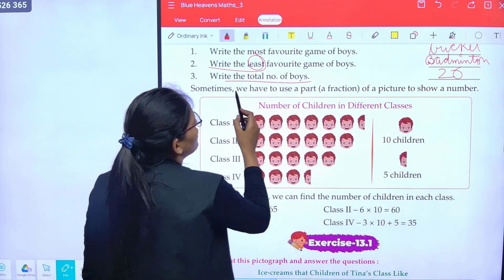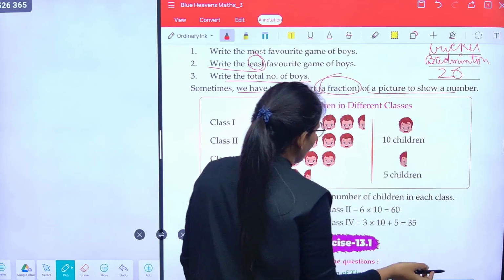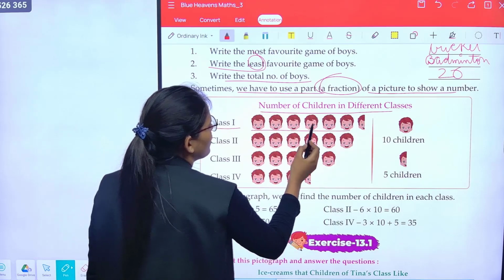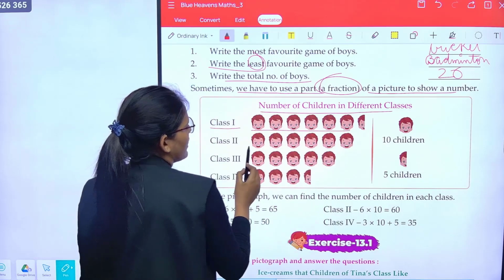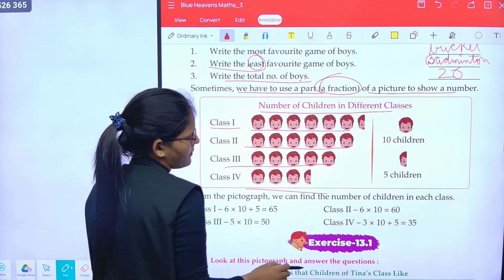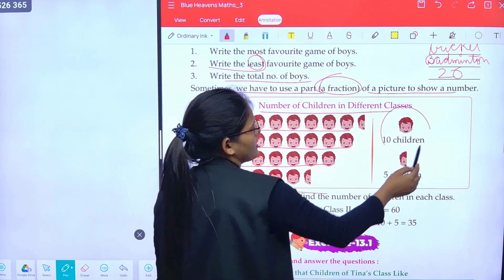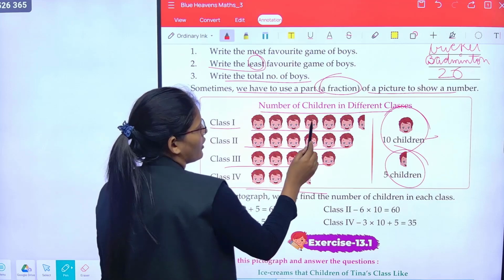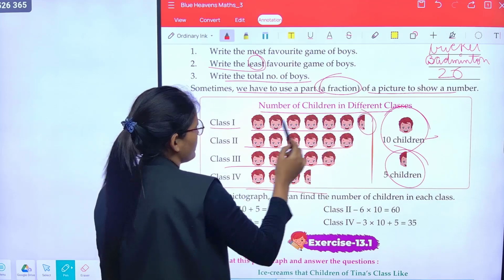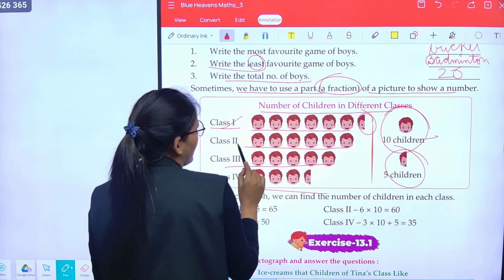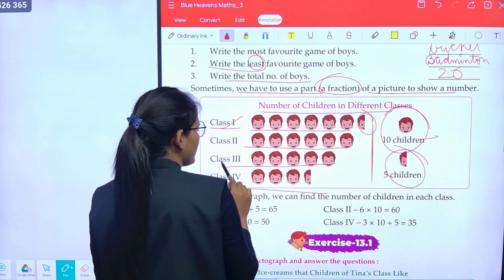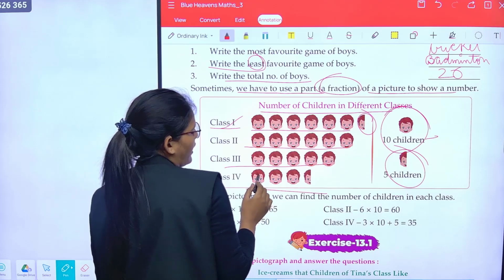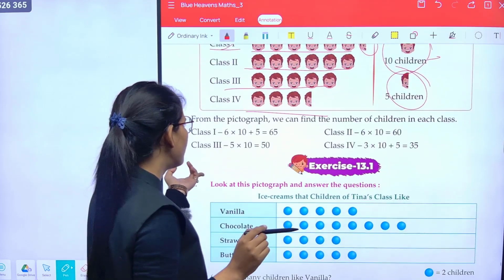Now, sometimes we have to use part or fraction of a picture to show a number. Like the number of children in different classes. Class first: 1, 2, 3, 4, 5, 6 and half. Class second, class third and class fourth. पूरे फेस का मीन से 10 बच्चे एंड हाफ का मीन से 5 बच्चे. लाइक 10, 20, 30, 40, 50, 60 एंड 65 स्टूडेंट्स हैं क्लास फर्स्ट में. नाउ क्लास सेकंड 10, 20, 30, 40, 50, 60. क्लास थर्ड 50. नाउ फोर्थ 10, 20, 30, 35 students in class 4.